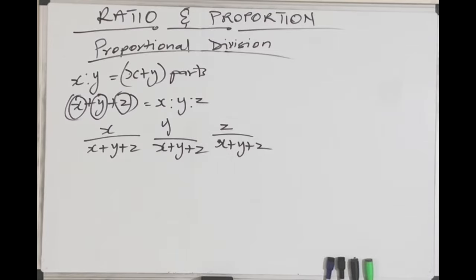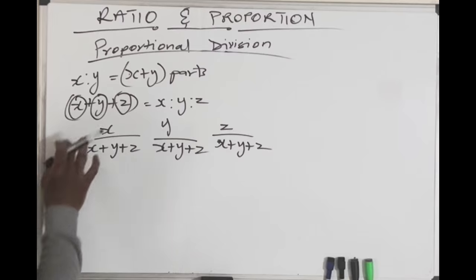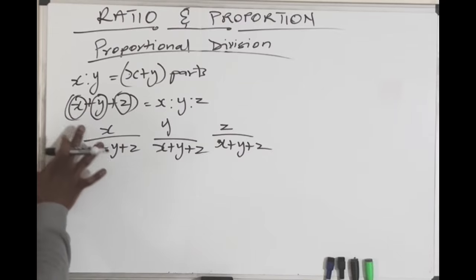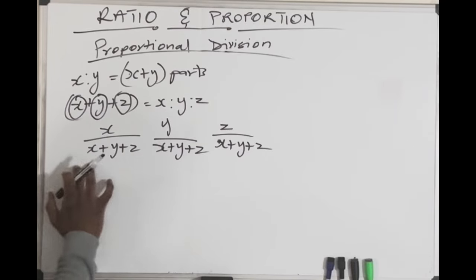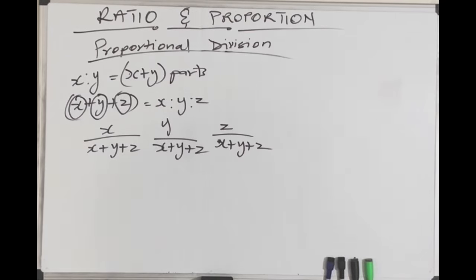When you want to find one part of a ratio, that's how you work it. So if you want to find only x, you bring the x as the numerator, and the rest will come down there. The same thing applies to the rest of it. Let's work some examples and then we will understand what all of these things mean.